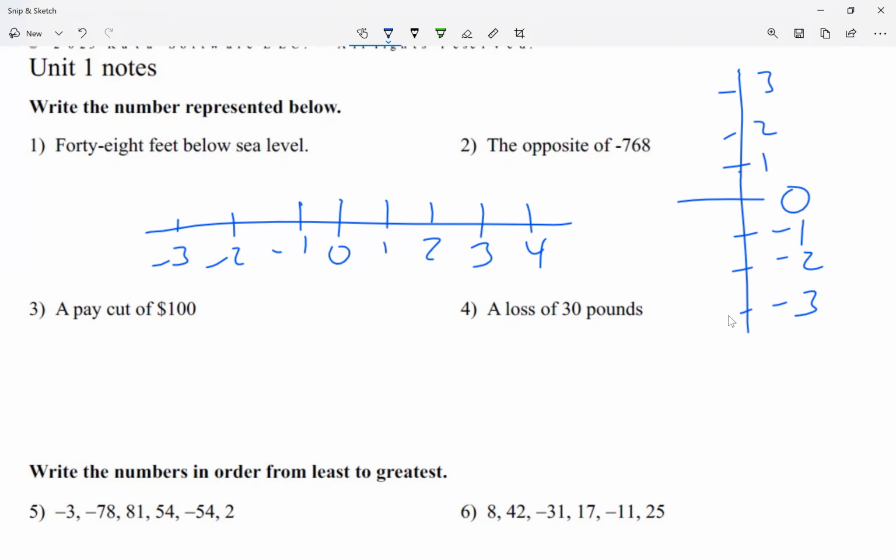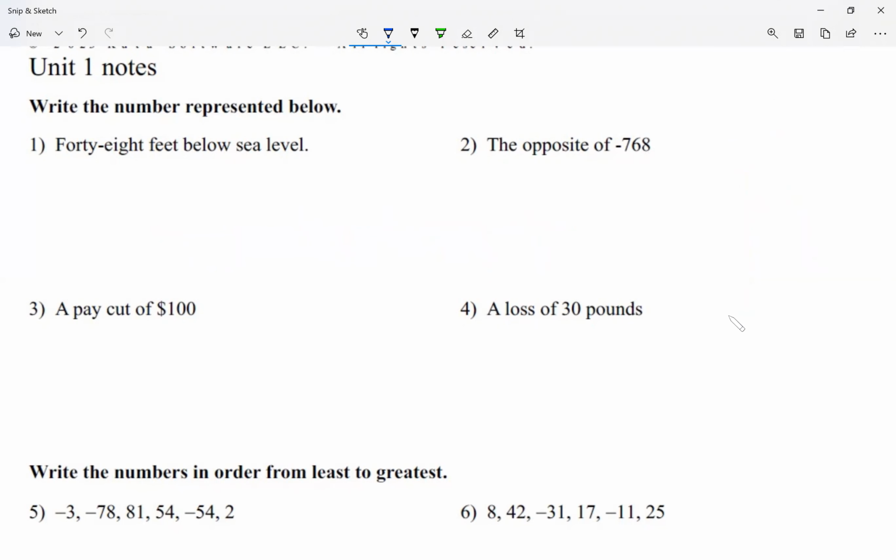Now, when we talk about height, usually sea level is 0. So 0 is the sea level. Anything above sea level will be positive. Anything below the sea level will be negative. So now looking at here, 48 feet below sea level. Okay, so it is below, so it's going to be a negative. And then this number right here, 48. My answer in this case will be -48.